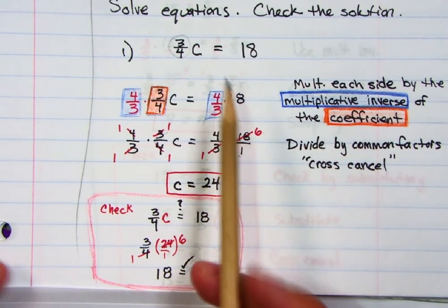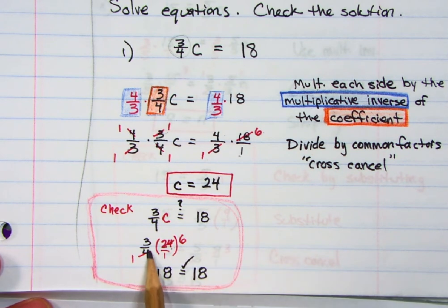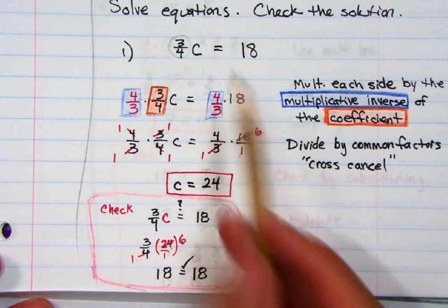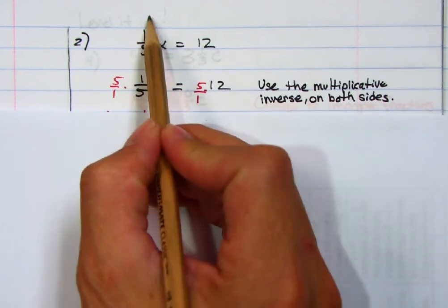So I go back to the original problem, and instead of c, I'm going to replace it with 24. I do some cross-canceling to make my life a little easier. 3 times 6 over 1 times 1 is 18. 18 equals 18. So yes, it did work out. Okay, let's see this in action again. So here's my coefficient. How do I know?